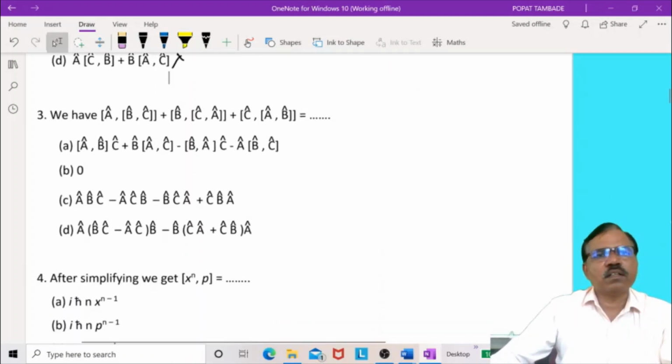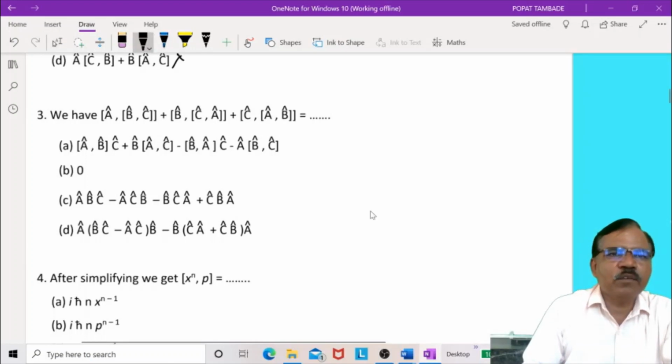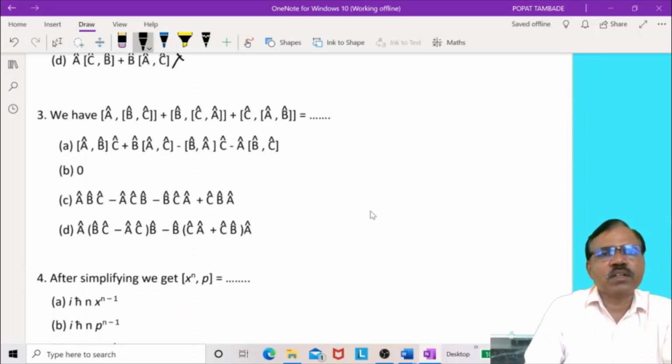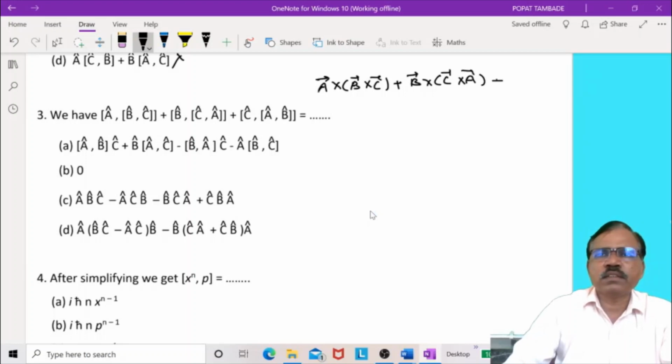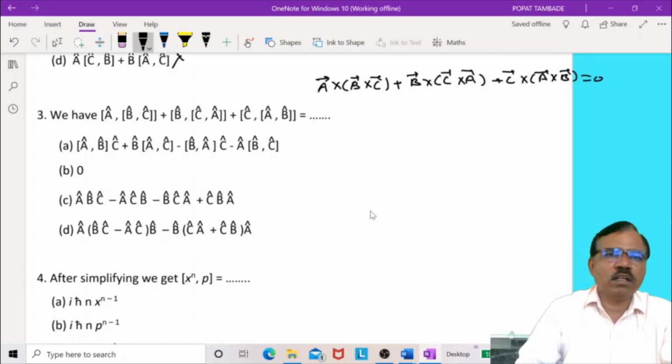Now we have the third question. We have the commutator bracket of A with the commutator bracket B comma C, plus the commutator bracket of B with the commutator bracket of C comma A, plus the commutator bracket of C with the commutator bracket A comma B. And if we use all properties of commutator brackets, you will observe that this relation is equal to 0. So here B is the correct one.